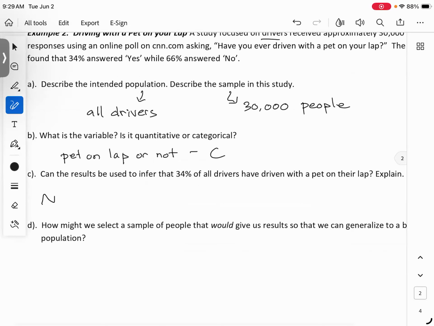But then I'm going to put no, and again, it's asking, can we use these results to say that 34% of all drivers have driven with a pet on their lap? Would the results from this sample, do we have a lot of confidence in those? But mainly look back at how the sample was collected, and why it is maybe that this could have been biased, or what is lacking from the way that it was collected.